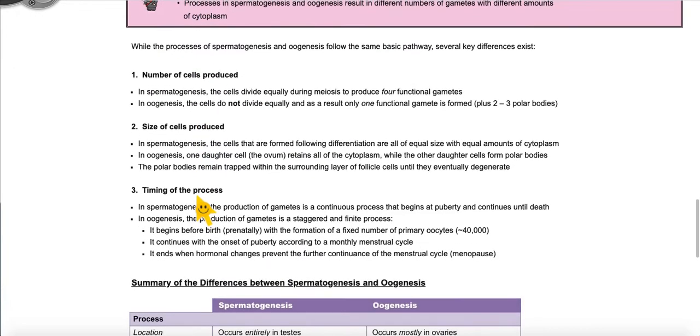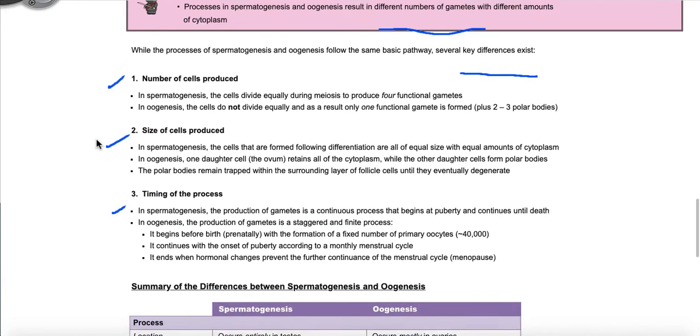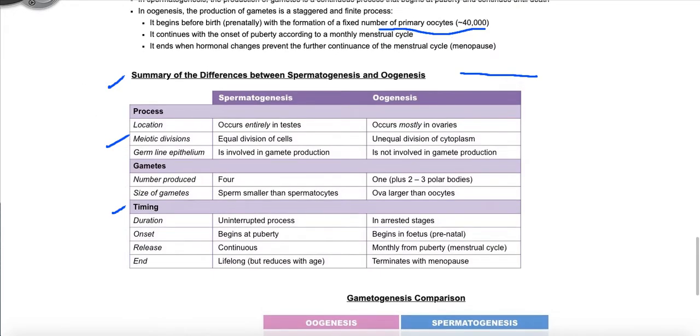All right, so there are some key differences between spermatogenesis and oogenesis, and this is what's going to lead to a different number of gametes with different amounts of cytoplasm. So what are some of the key differences? 1, the number of cells produced. 2, the size of the cells produced. And 3, the timing of the process. Here you see the summary with the key differences.